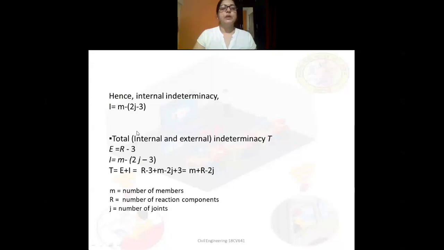So hence internal indeterminacy is equal to m minus (2j minus 3). I is equal to m minus 2j plus 3. Therefore, total indeterminacy is equal to E plus I. What is E? We know that it is R minus 3, plus internal indeterminacy m minus 2j plus 3. So what is the equation we are going to get at the end? M plus R minus 2j, as the minus 3 and plus 3 get cancelled. So the total indeterminacy of a plane truss is m plus r minus 2j, where m is the number of members, r is the number of reaction components, and j is the number of joints.